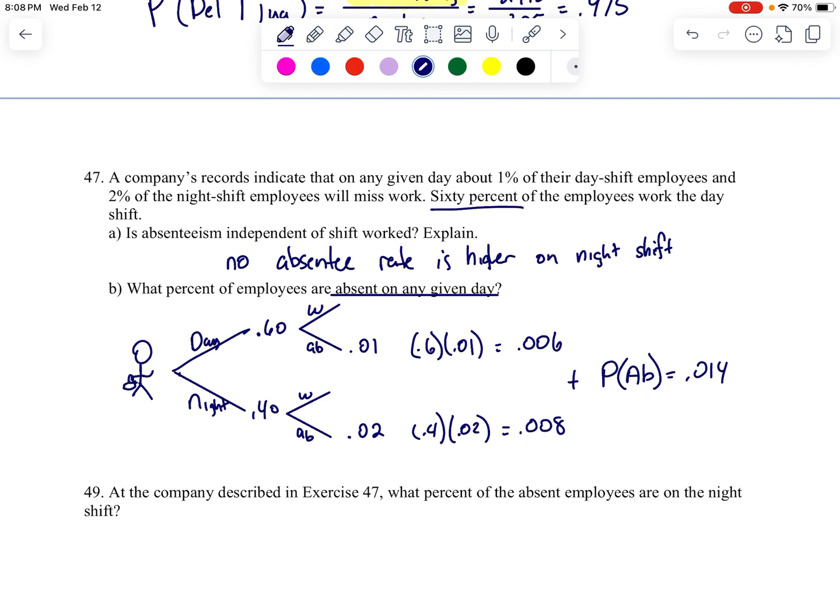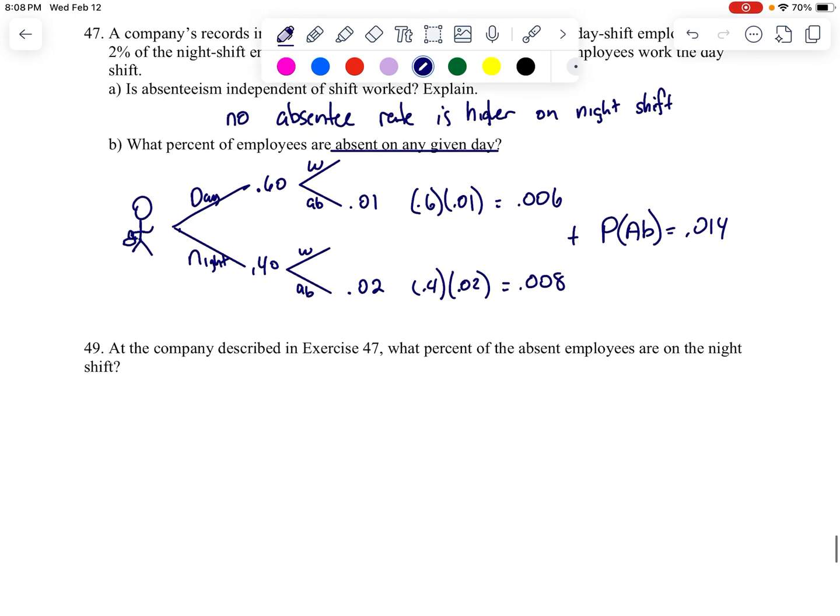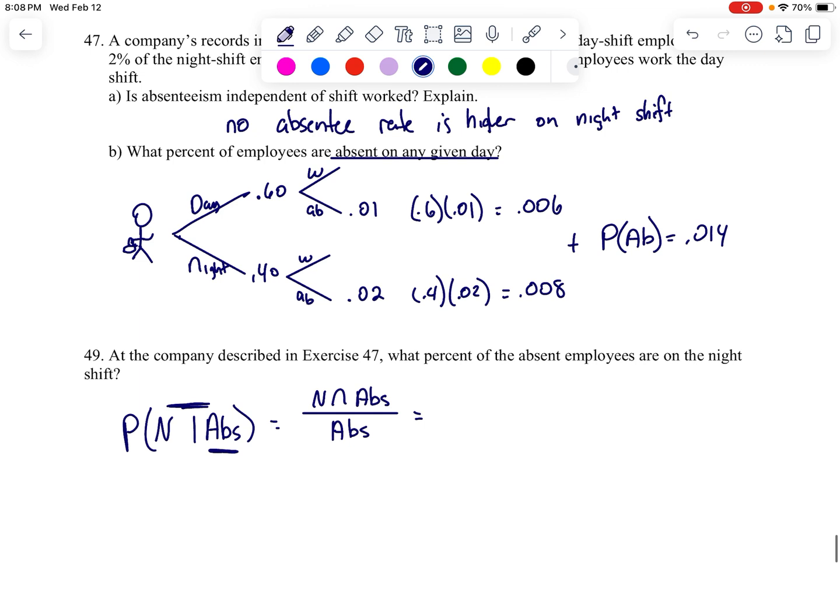All right. At the company described in exercise 47, what percent of the absent employees are on the night shift? So we have an employee. We know the employee is absent. What is the likelihood they work the night shift? So again, probability, writing, that's why maybe I should have forced us to write statements. I can't force you guys to do anything. But anyway, I encouraged you to write this out because, again, it is both divided by the condition. Okay? So both night shift and absent.